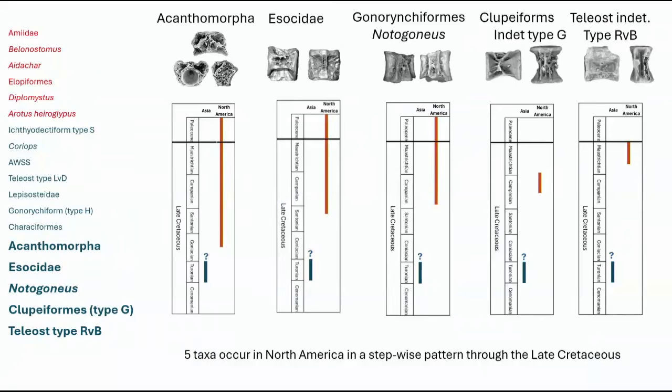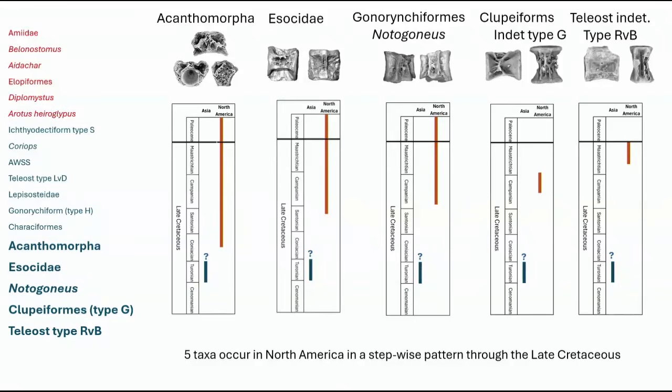And then there are 5 taxa that occur both in Asia and North America, but don't occur in North America until younger time periods. So the acanthomorphs first occur in the Coniacian, the subsequent stage of the Late Cretaceous. Ischyrhizids first occur in the Santonian, the Milk River Formation of southern Alberta in North America. The Notogoneus in North America first occurs in the early Campanian and is actually represented by a specimen that was collected from the Diamond Nines in the Northwest Territories.